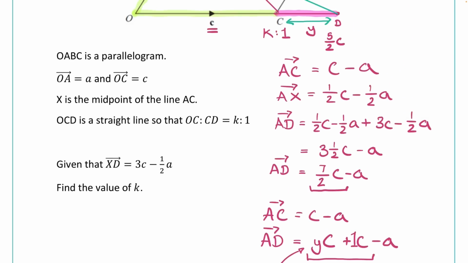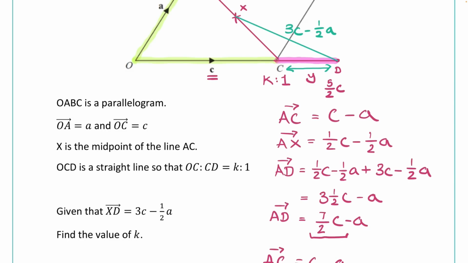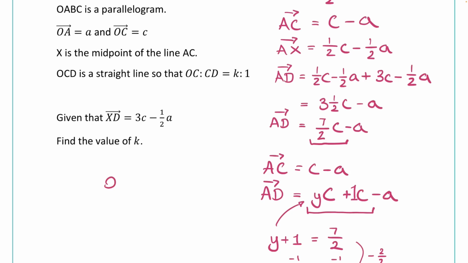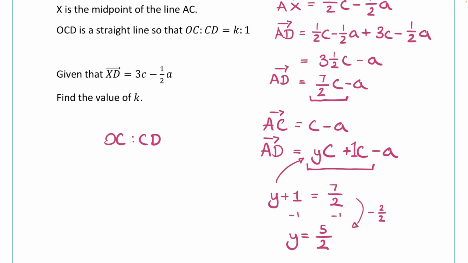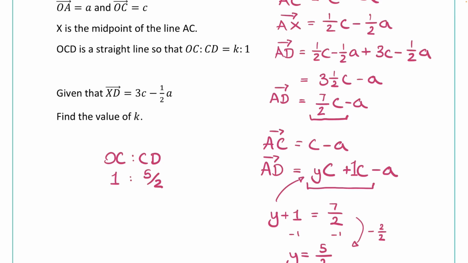So, the final step here is to look at this ratio, O to C, C to D. In terms of the amounts of C's that we have, we've got 1C from O to C, this one just here, so that's 1, and then we have 5 over 2 just here. So our ratio at the moment is 1 to 5 over 2, or we could write that as 2.5.